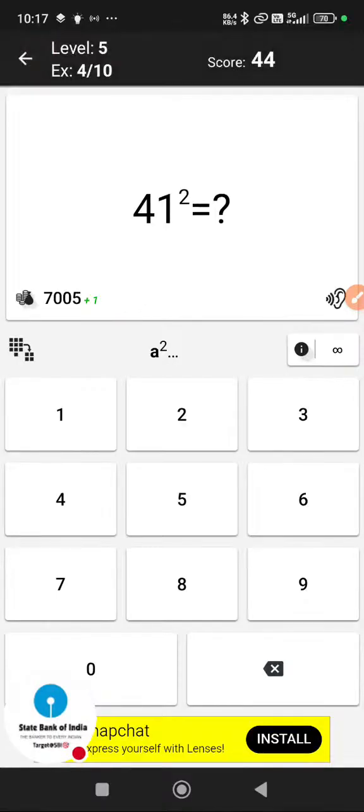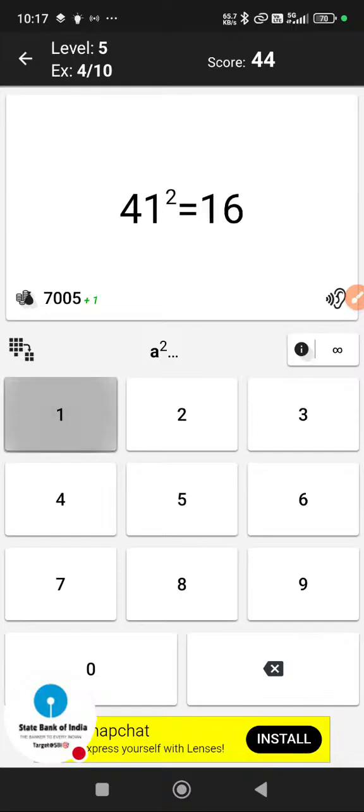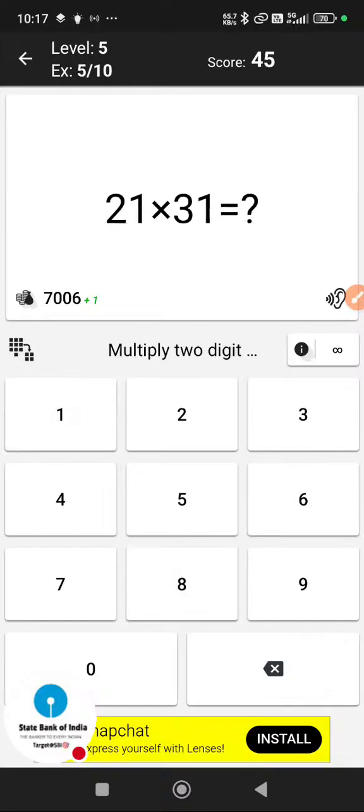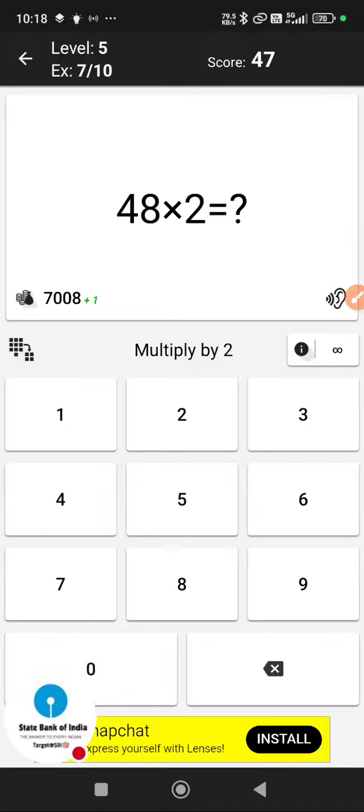41 square, 1681, 3 2 times 6 5 1, This will be 50. 48 2 times.